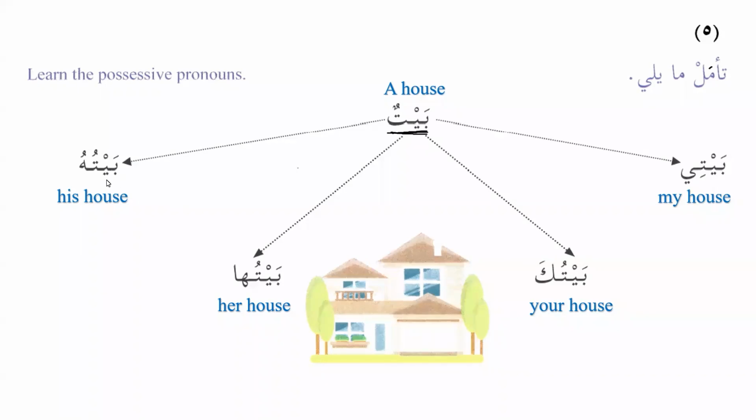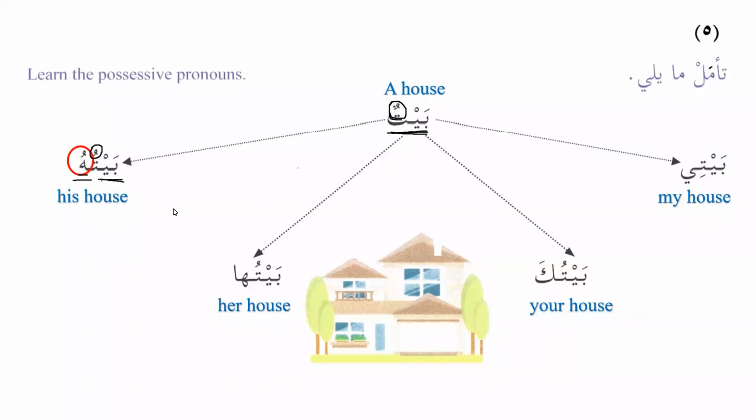So when we attach hu to baytun, two changes will take place. Number one, the tanween of baytun will disappear because we know mudaf does not take tanween, right? So it becomes baytu. And number two, we have to attach the attached pronoun, which is hu. So it becomes baytuhu, and it means his house. Baytuhu, his house. And now baytu will be mudaf and hu will be mudaf ilayh. And always, whenever we use attached pronoun with a noun, it is always used as mudaf, mudaf ilayh.